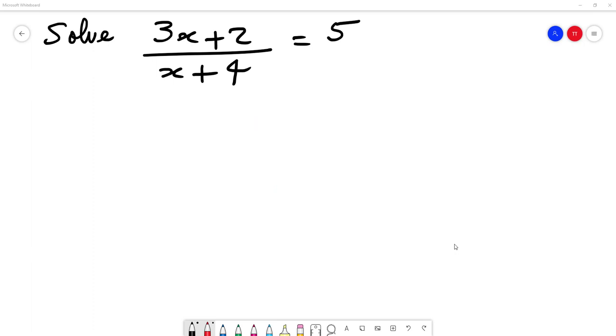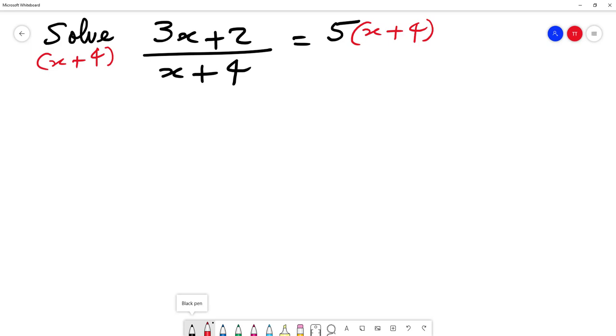Here's a question for you to try. You can pause the video, and when you're done, I will go through my worked solution. Okay, welcome back. So here's a question. Solve 3x plus 2 over x plus 4 equals 5. So the first thing I'm going to do here is to multiply both sides by the denominator, which is x plus 4. So times this side by x plus 4, and times this side by x plus 4.